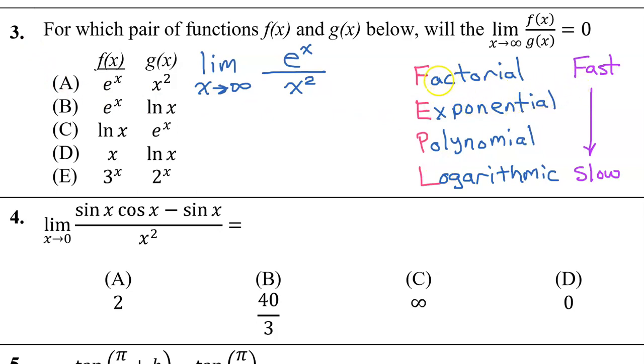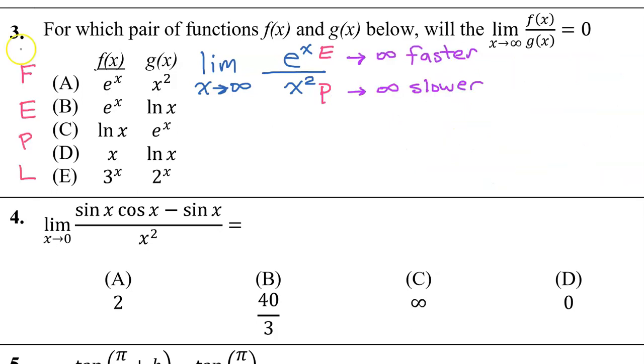Specifically, FEPL ranks the various types of functions in order from fastest growing to slowest growing. So looking at the expression that is first, e to the x power over x squared, we see that we have an exponential expression in the numerator, and then we have a polynomial expression in the denominator. However, according to FEPL, exponential expressions grow faster than polynomials.